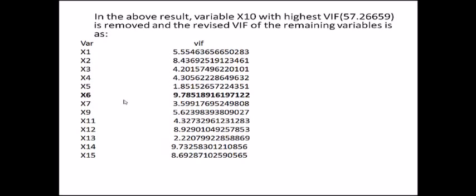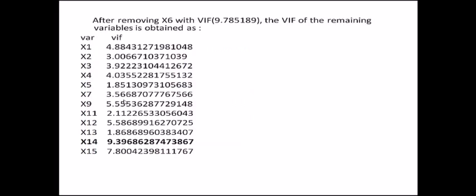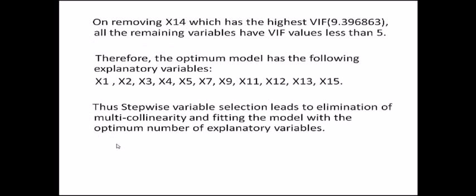With these 12 explanatory variables and the dependent variable, I draw a linear regression once again and come to the current state where there are 12 explanatory variables, and the highest value of the VIF is with X14, that is with a VIF of 9.3. So now I eliminate X14 from my analysis and then I'm left with 11 explanatory variables.